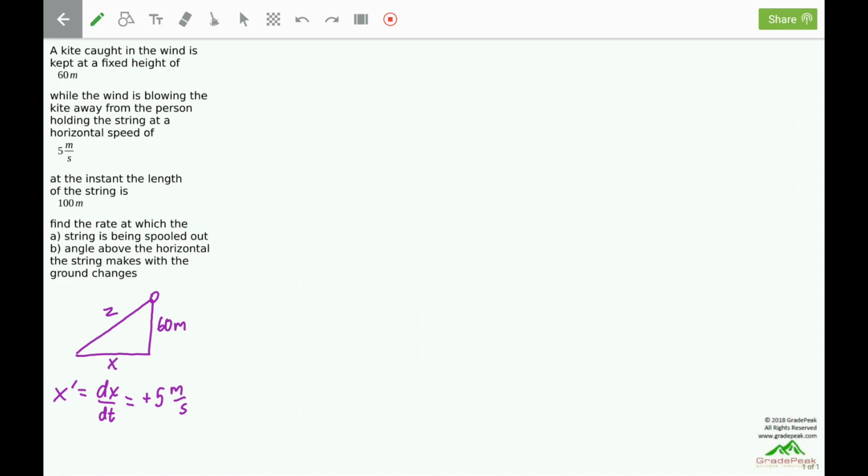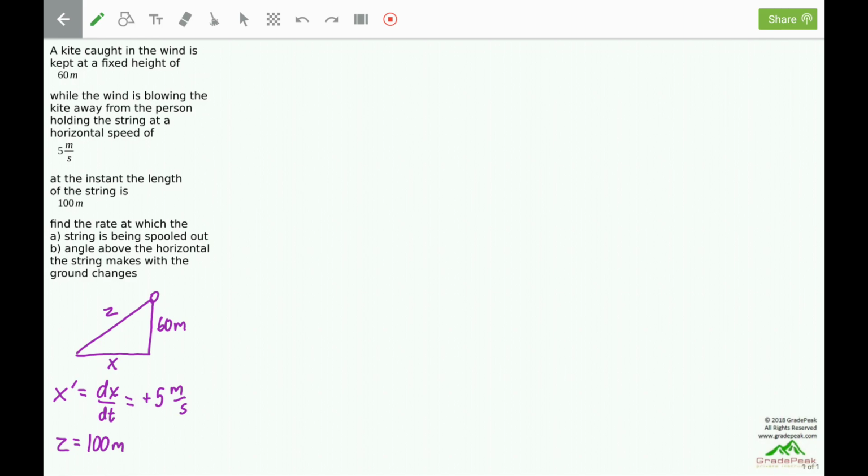We're also given that the length of the string will be, at this instant in time we're looking, 100 meters. So z will be 100 meters at this instant, though it will be changing because string is being spooled out and it will continue to become larger.